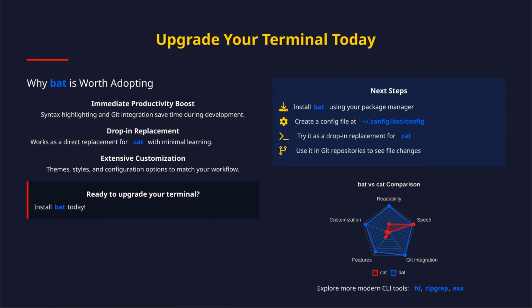So, there you have it. Bat, a simple tool that makes a huge difference in your daily terminal workflow. Look, I get it. We're all creatures of habit, right? And cat has been around forever. But sometimes it's worth trying something new. The syntax highlighting alone is worth the switch. But when you add in the Git integration, the intelligent paging, the customization options, it's just a no-brainer. So go ahead, give it a try. Install bat, use it for a week, and then try going back to regular cat. I guarantee you won't want to.